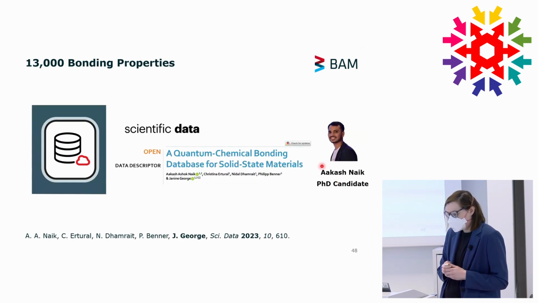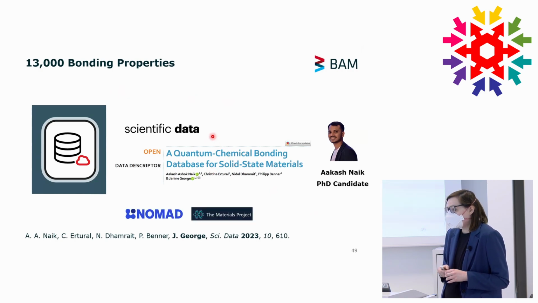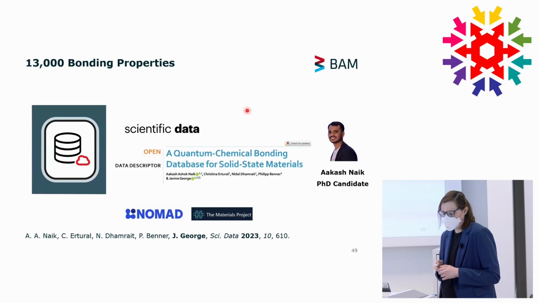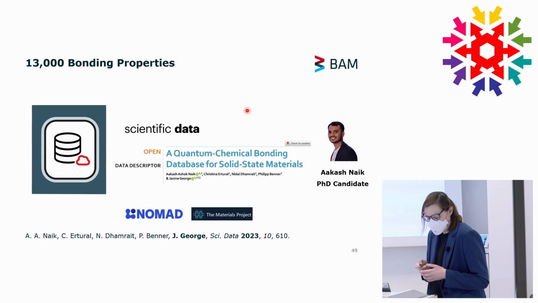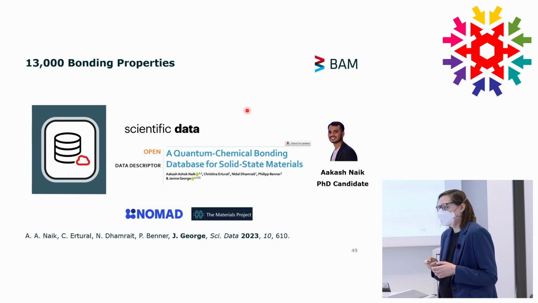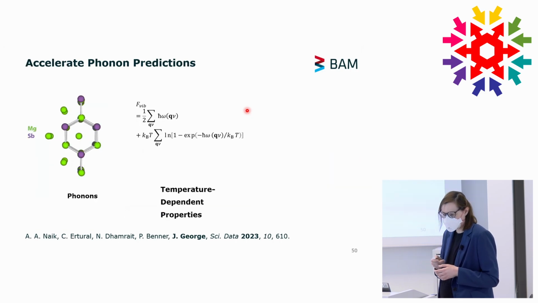Akash has now, in his PhD, computed a bonding database with 13,000 bonding properties. 1,500 have already been released, and we're currently working on making it available to Nomad and also through the Materials Project. This is ongoing work, and we hope to have this easily available soon. A part of it is already on Zenodo, so that it's available for people already.